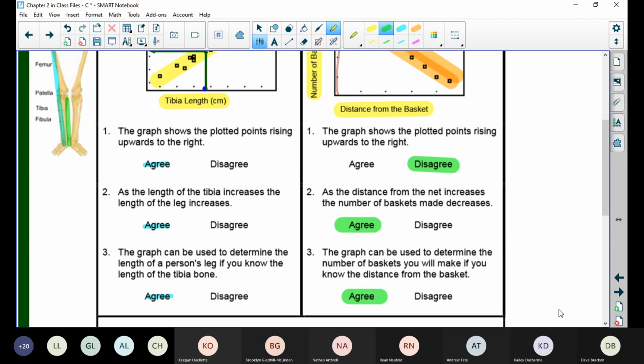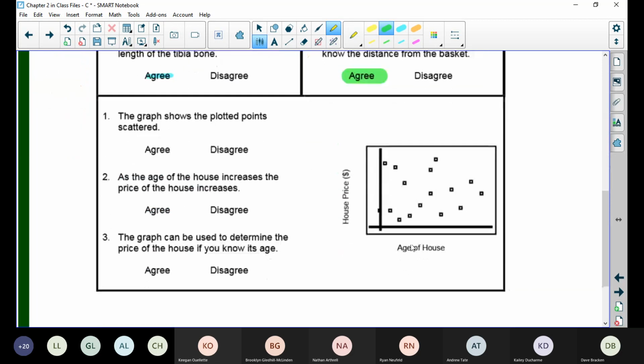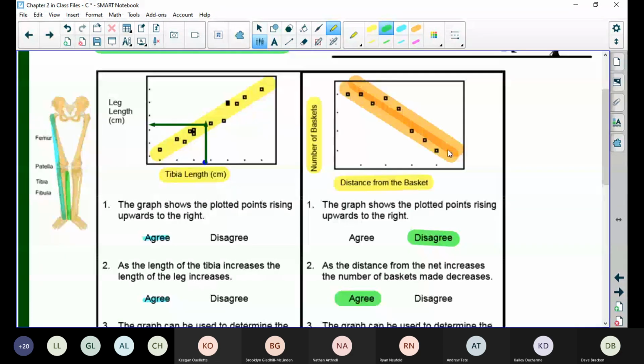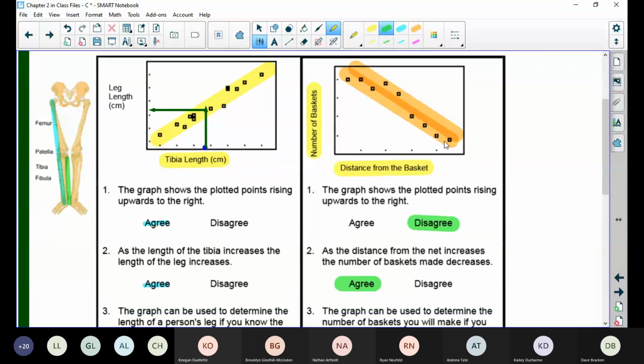Okay? The very last graph you had was this, the age of a house and the price of a house. The housing market right now is crazy. People are buying houses for way more than what they're worth. But unlike these two, do you see the pattern going up to the right and the pattern going down to the right? Nice, dots are tight together.